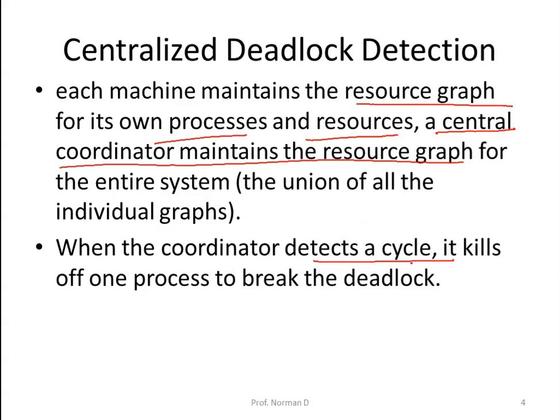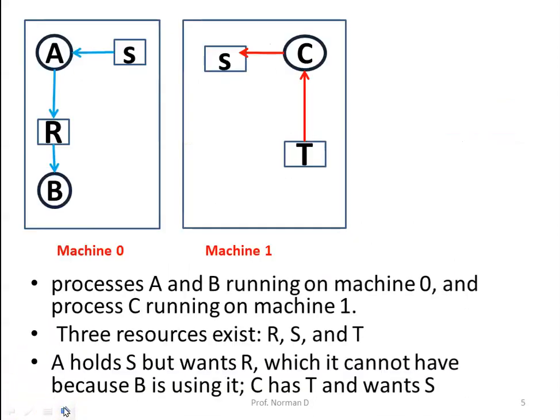We'll try to understand this with the help of an example. Here we have two machines, machine 0 and machine 1. The ones indicated in circles are processes and the ones in squares are resources. So machine 0 has processes A and B, machine 1 has process C. And altogether there are only 3 resources, R, S and T.